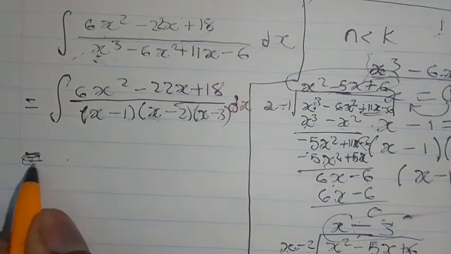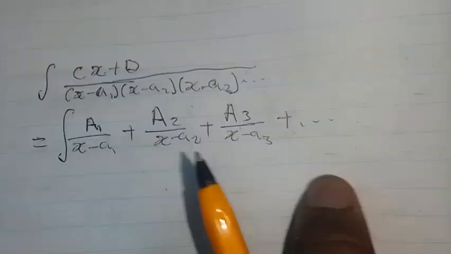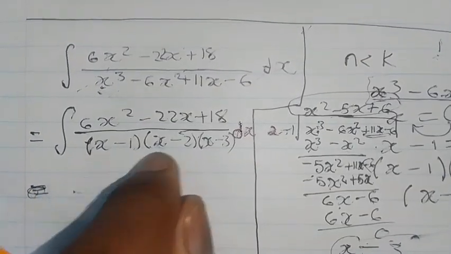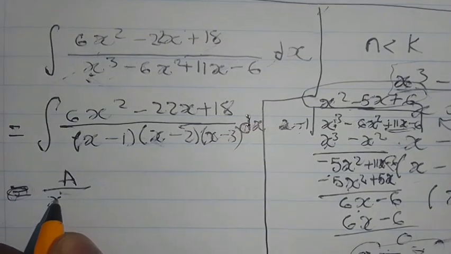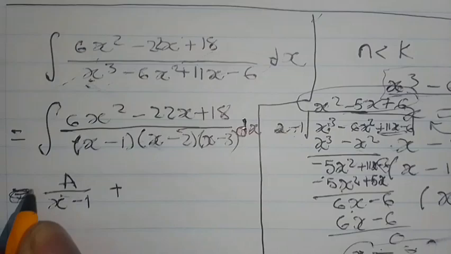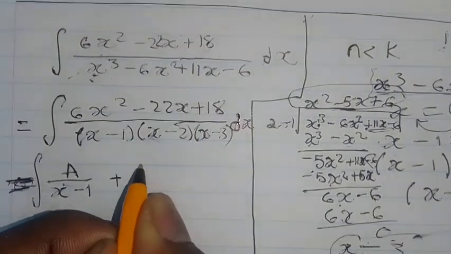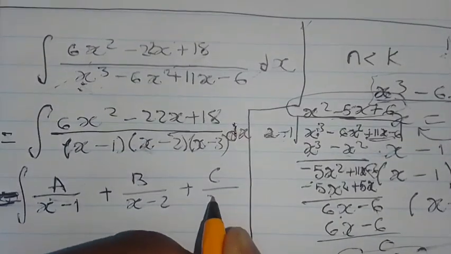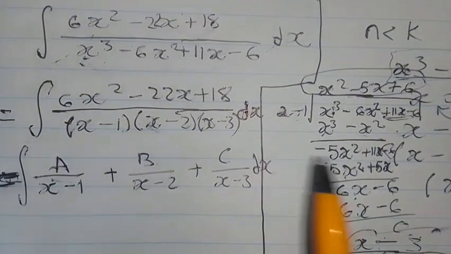So I'm going to break this into parts. Remember what I showed you earlier? I showed you something like this. If you have linear factors that are not the same, then you can basically rewrite this as a over x minus 1 plus b over x minus 2 plus c over x minus 3, dx, with the integral equal sign here. Now, what we must do is find the values of a, b, and c.